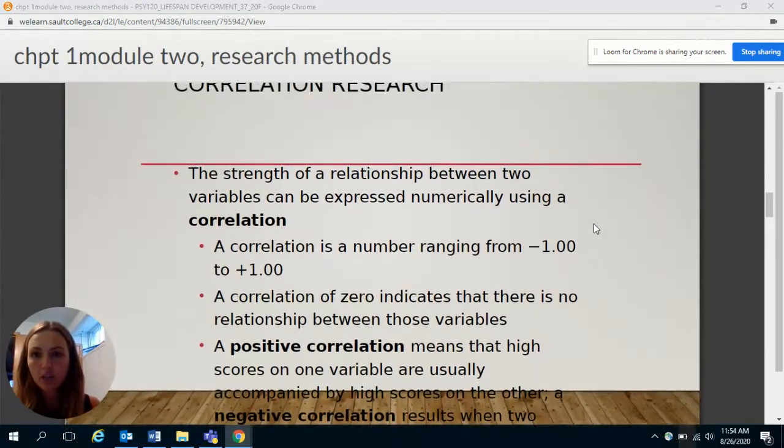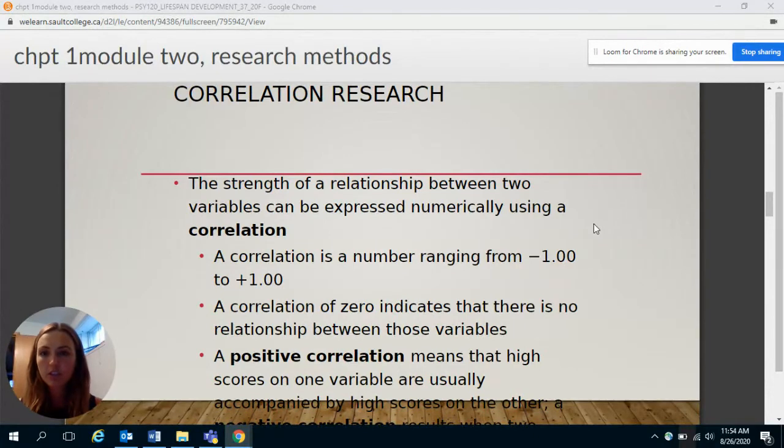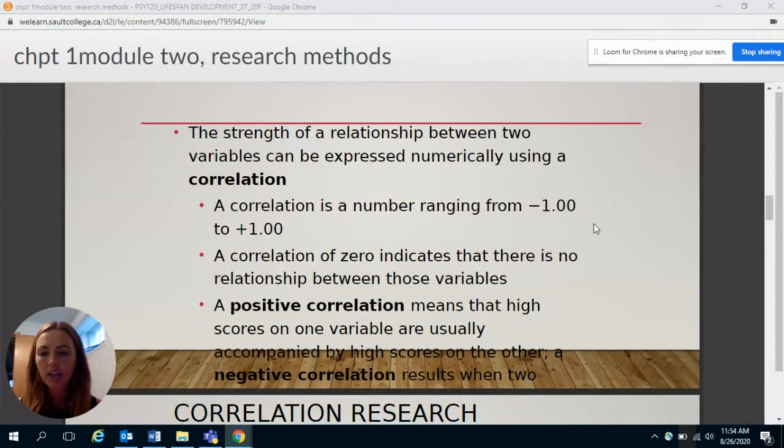Okay, so next we will talk about correlation research. And so I'm just going to scroll up a little bit here so you can see the whole slide. But what correlation research would look at is they would decide if there's relationships between two variables. And then they would look at the strength of those relationships. So I believe the first question that they asked at the beginning of this module was, does memory decline with age? So memory is one variable and age would be another variable. So they're trying to study if there's a correlation there. So is there a relationship between these two variables?